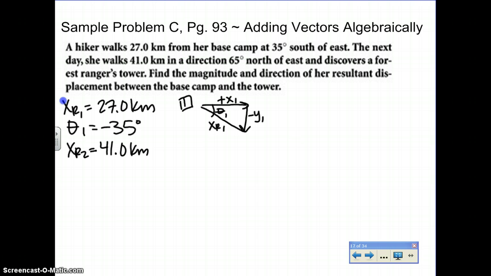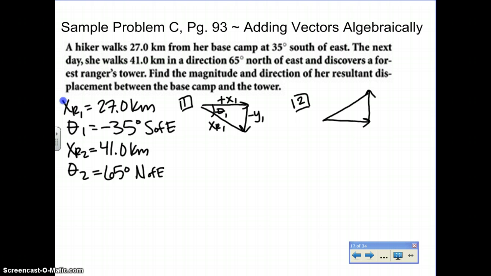She then walks xr2, 41.0 kilometers, and your theta 2 is 65 degrees north of east. Let me put this in here real quick just to be specific. So your day 2 triangle is then going to be 65 degrees north of east. So you go east and then you go north.